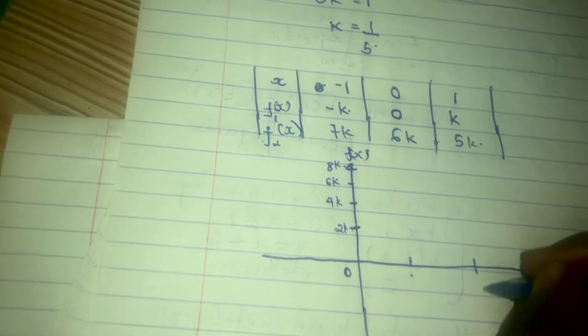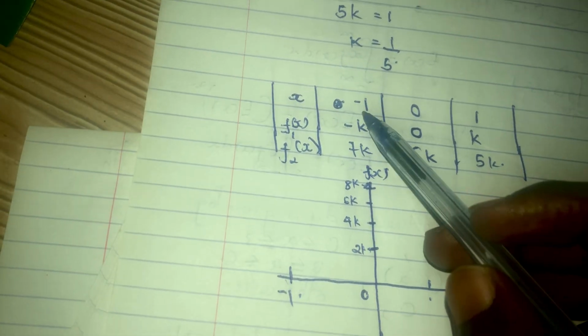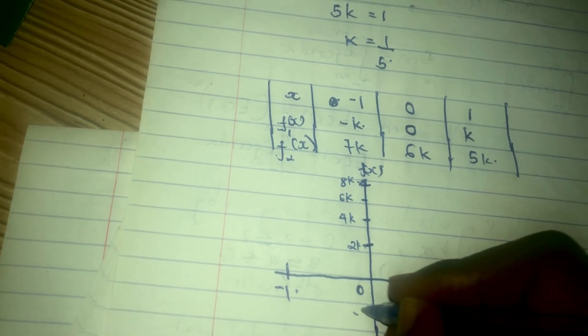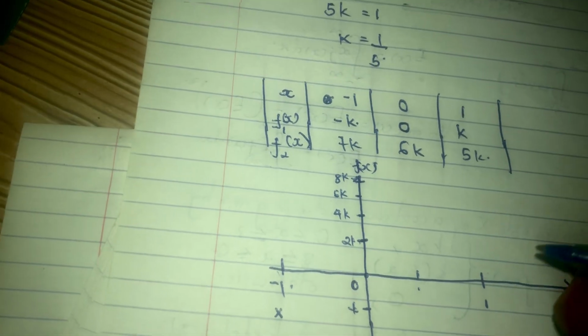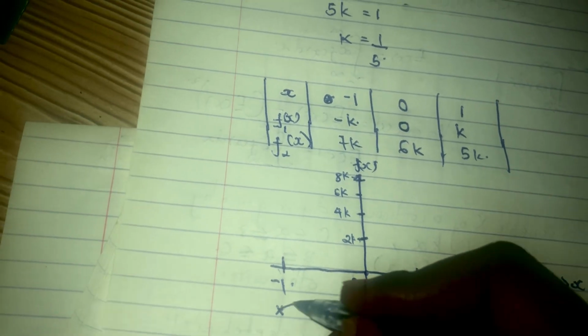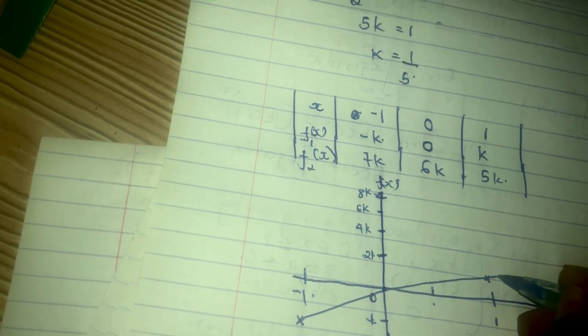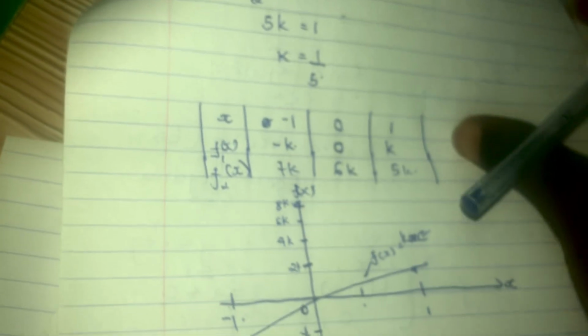And here we have, this is 1. You can put it this side, 1 and -1. So you start with the first one. When it's -1, f of x is -k. So it will be here. Are we together? At 0, it is 0, here. And then when it is 1, it is k. Assuming k is around here. So you see this will come like this as a straight line. And you name it. This is f of x equals kx.